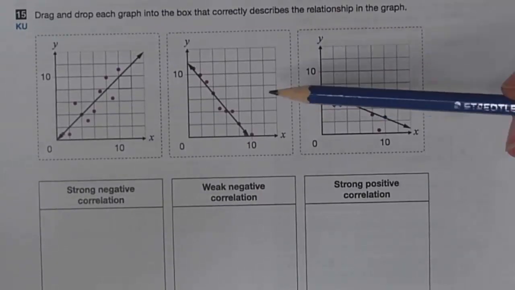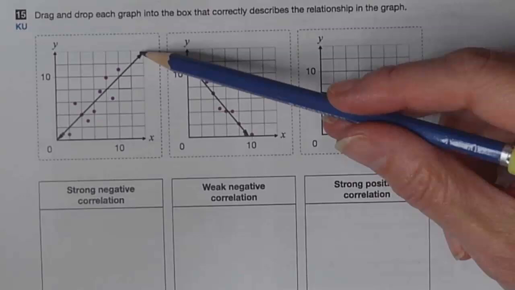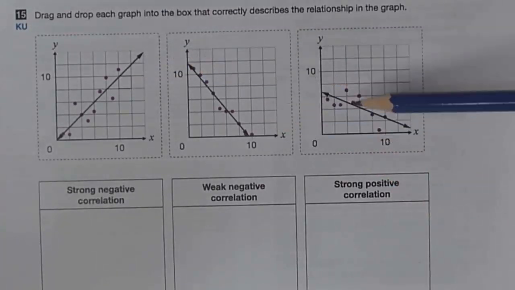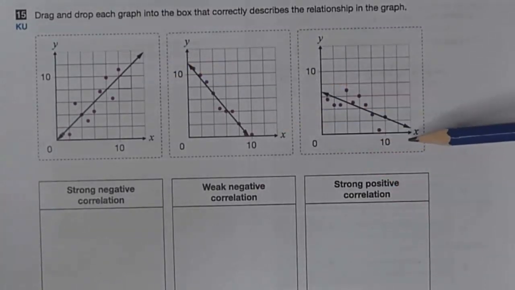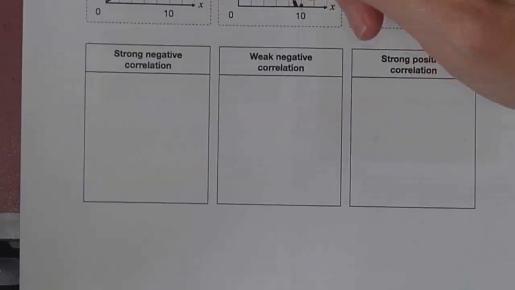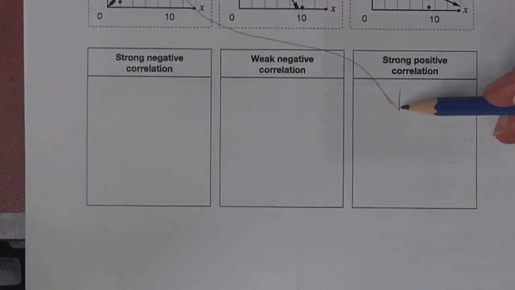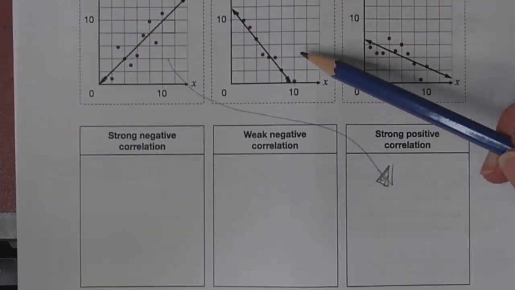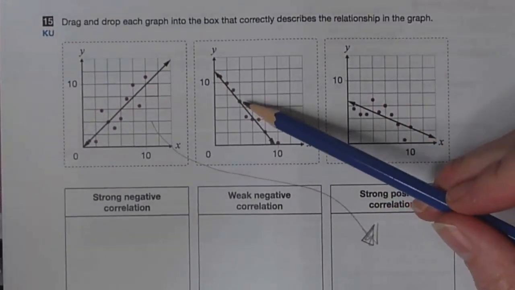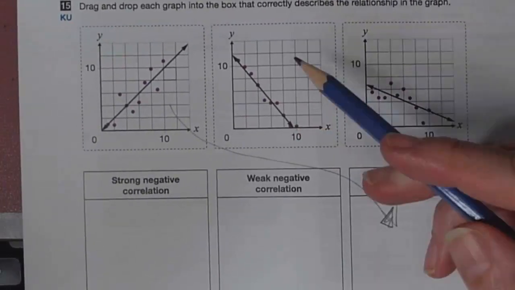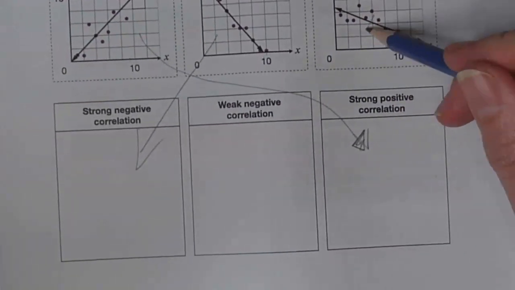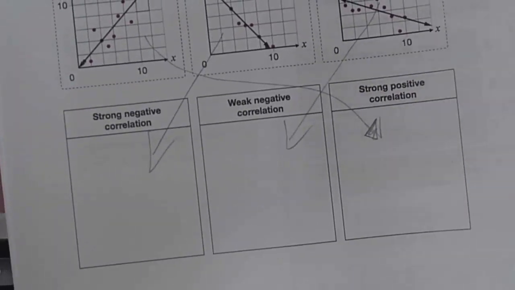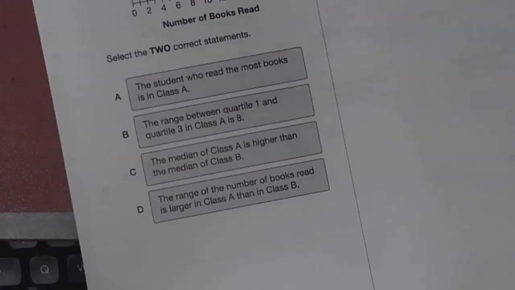Okay, well, we can see that these are positive correlations because they're going up. These are negative correlations, so they're going down. Okay, so there's only one with positive, so obviously I'm going to drag that one over there, right? And then remember correlation, if it's close to the line, that's a strong correlation. So that one's going to go there, and therefore that one's going to go there. All right, you should have had that one right.